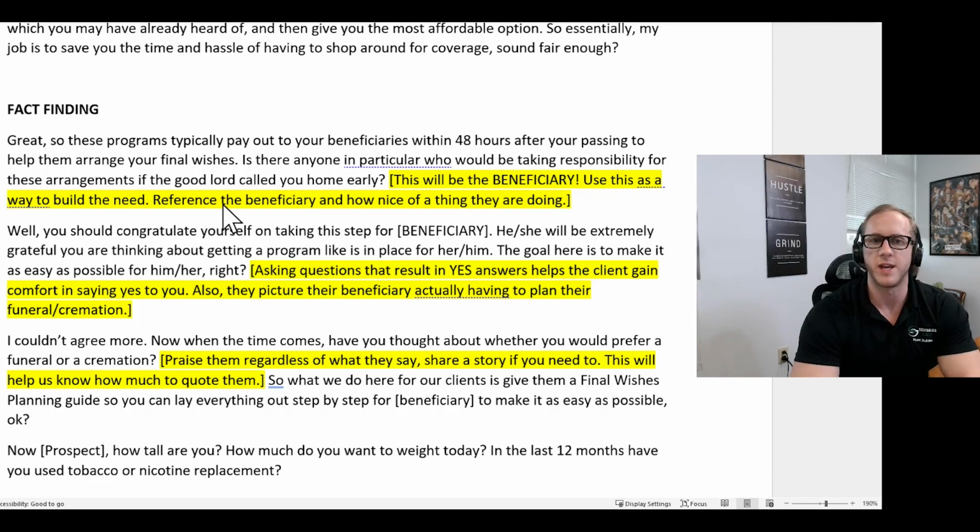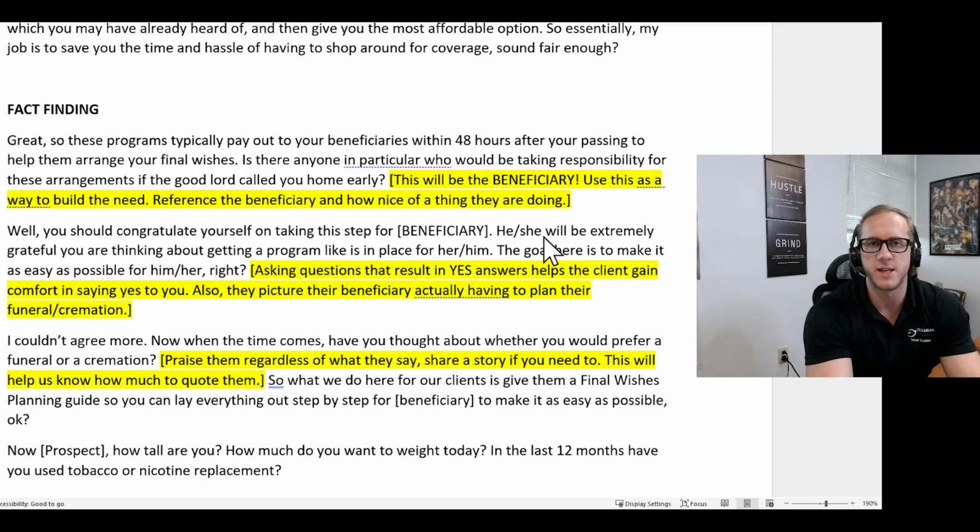You want to use this as a way to build the need. You want to reference the beneficiary and how nice of a thing this person is doing for them. So they could say, oh yeah, it's going to be my son. Now, you want to get the name. So you say, oh, what's his name? Now, this is a buying signal right here. You want to listen out for this. If they say, my son Johnny, Jonnie or Johnnny or whatever it is, or my son John, John or Jon.